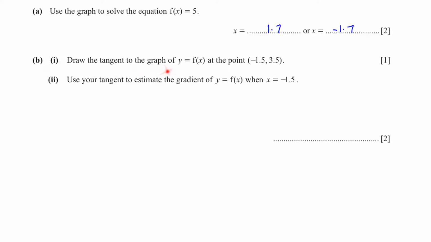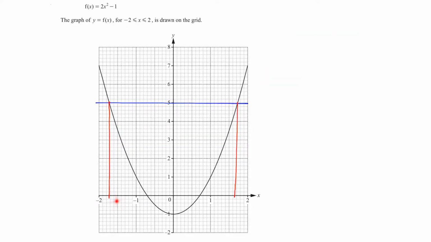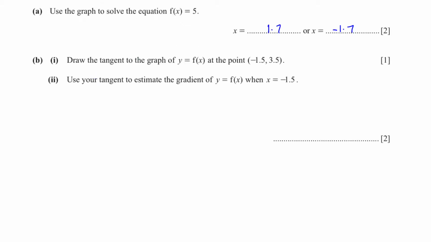Part B1, draw the tangent to the graph of y is equal to f of x at the point negative 1.5, 3.5. So x is negative 1.5 and y is 3.5. That is this point here. We have to draw the tangent. So we drew the tangent at x is negative 1.5 and y is 3.5. Moving forward, use your tangent to estimate the gradient of y is equal to f of x when x is equal to negative 1.5.